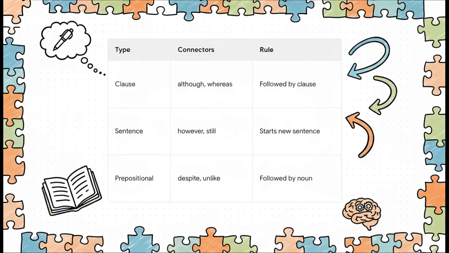I highly recommend you take a screenshot of this whiteboard table right now. This is your ultimate cheat sheet for categorizing connectors by their precise grammatical function. As you can see, clause connectors like although and whereas are followed by clauses. Sentence connectors like however and nevertheless start a brand new sentence after a period. And prepositional connectors like despite, in spite of, and unlike are strictly followed by a noun, pronoun, or an ing gerund. Memorizing this table is going to instantly elevate your writing accuracy.